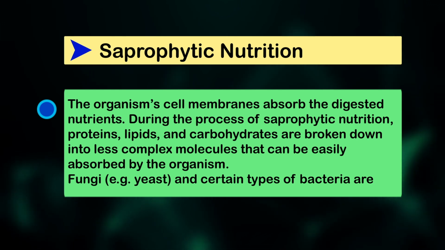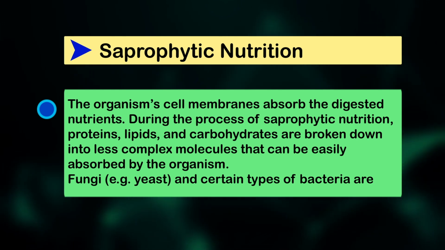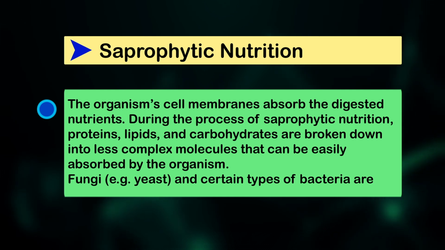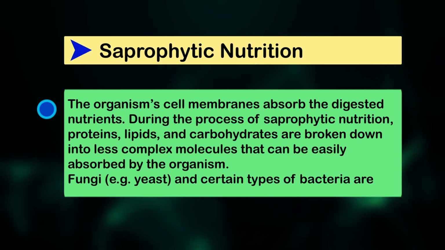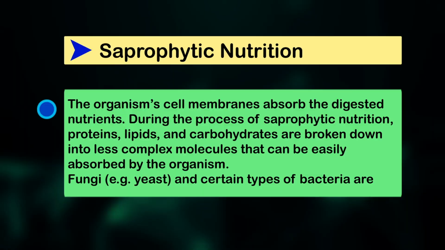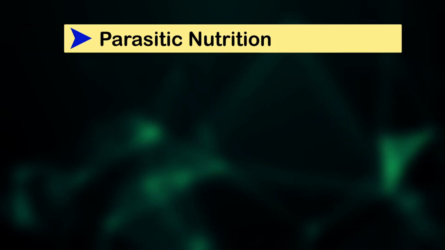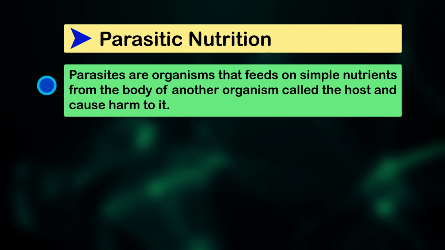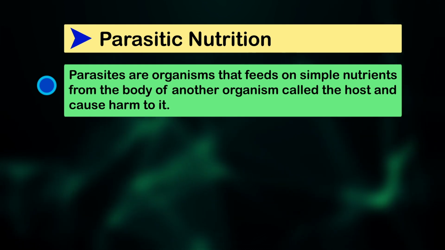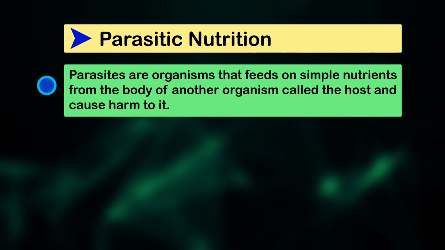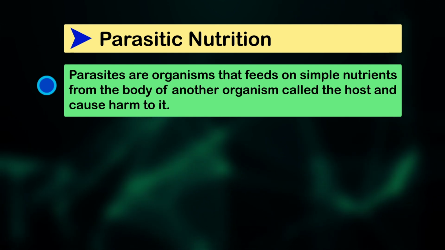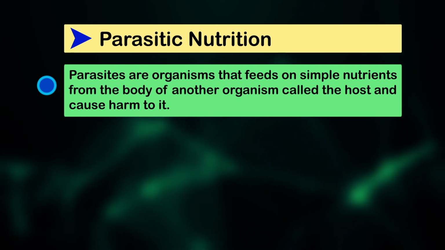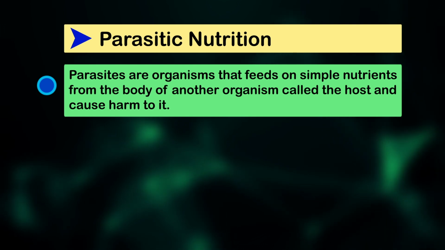So, basically fungi such as yeast and certain different types of bacteria are very common examples of saprophytes, which is shown in this pictorial representation. Moving on to the second type, that is parasitic nutrition. Parasites, we all know, are organisms which feed on simple nutrients from the body of another organism, which is known as the host, and cause harm to it.